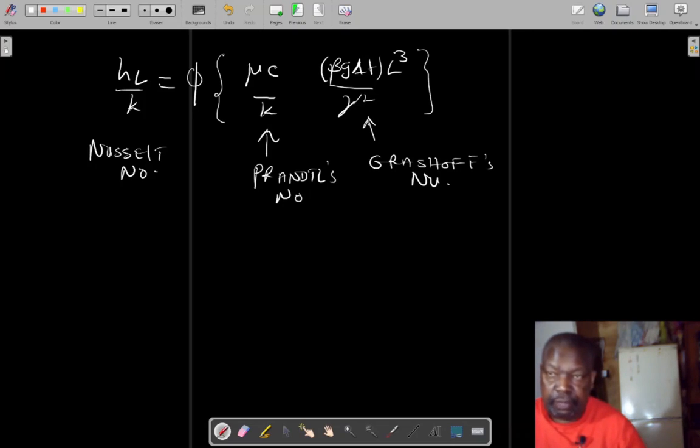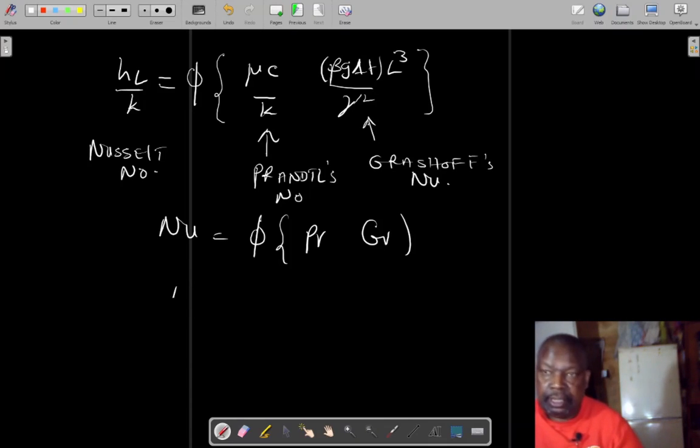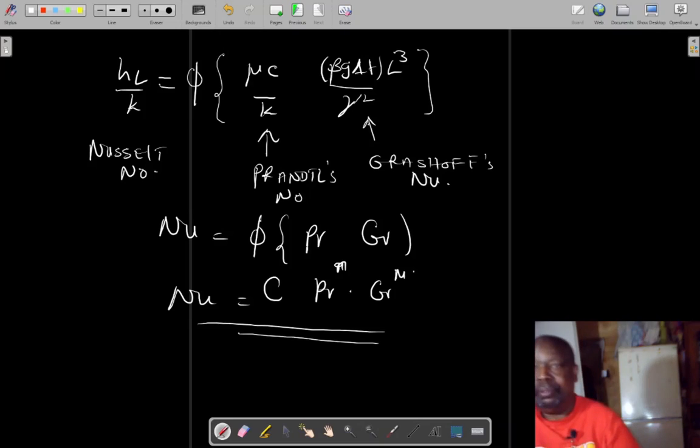So we've seen that for a free convective turbulent flow, convective heat transfer, the Nusselt number is a function of the Prandtl number and the Grashof number, such that the Nusselt number is equal to a constant of proportionality C, Pr to the power of some constant, let's use N, and Grashof number to the power of M. So that is the probable relationship using the dimensional analysis tool for a forced convective heat transfer.